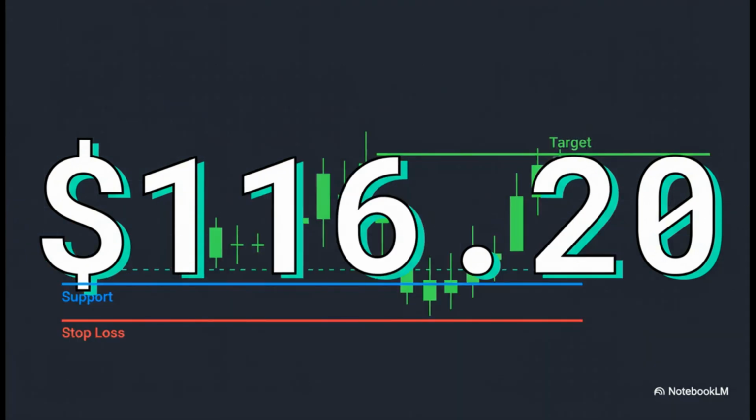Okay, now for the good part. Let's say the plan works. The price comes into our zone, it bounces, and starts heading up. Our first educational target, where we'd look to take some virtual profits, is $116.20. So that's target number 1.